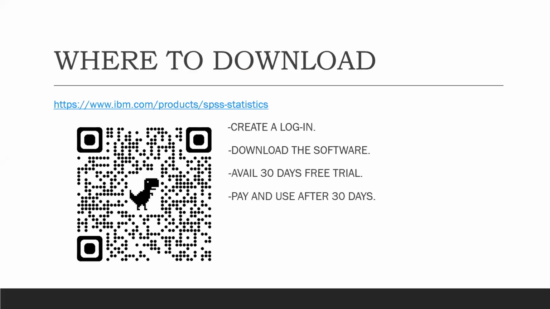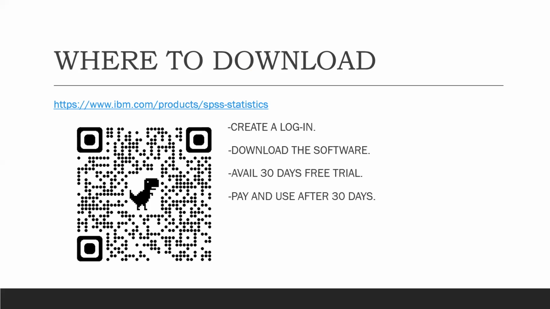This is the website. The QR code is there. You can scan it and go to the website, and create a login ID in the IBM by giving your mail ID credentials. It requires a mobile phone number, and you can create it and then download the software. It has a 30 days free trial. It's pay and use after the 30 days.